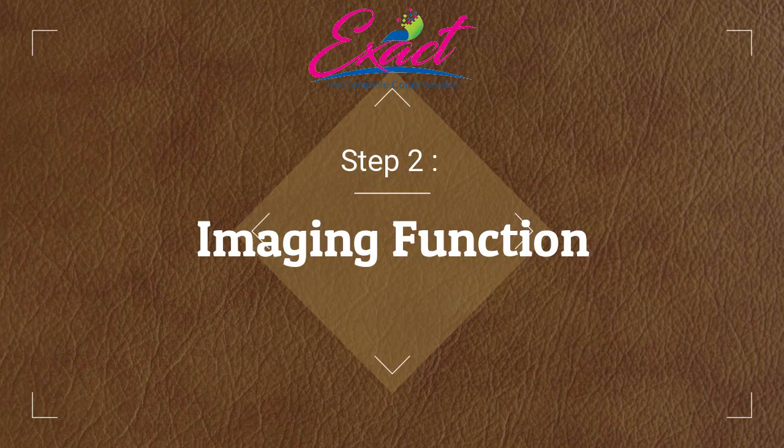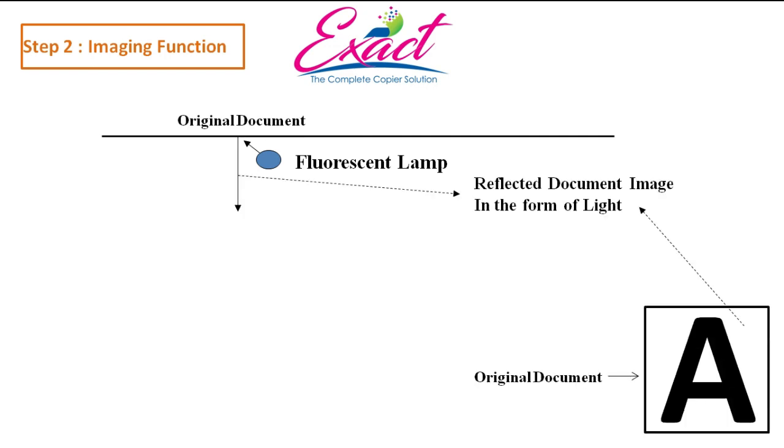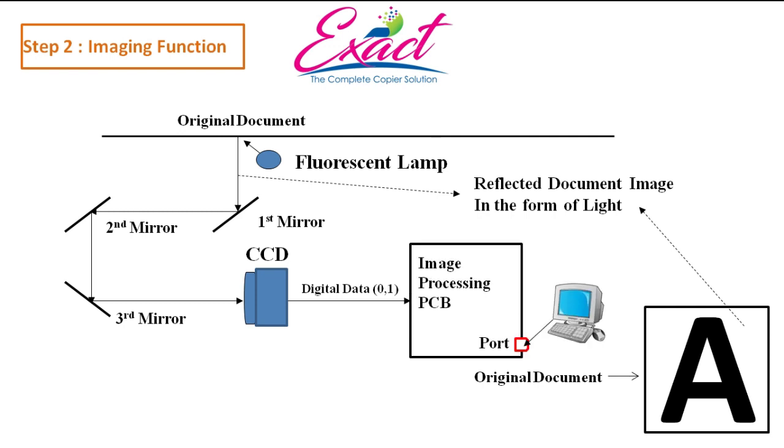Step 2. Imaging function. In this step, the fluorescent lamp glows and illuminates the original document placed on the document glass. The image of the original document in the form of light is produced, which falls onto the first mirror, gets reflected, falls onto the second mirror, gets reflected, falls onto the third mirror, gets reflected and passes through the CCD, where it's converted to a digital signal. And this digital signal goes to the image processing PCB.